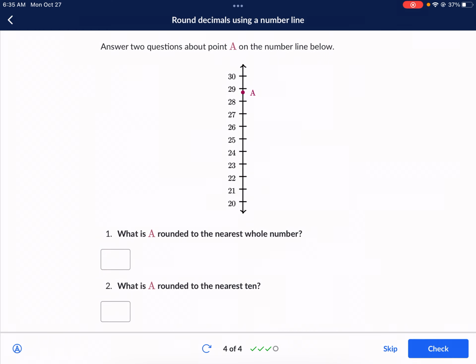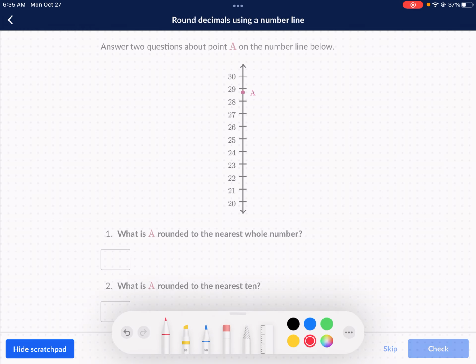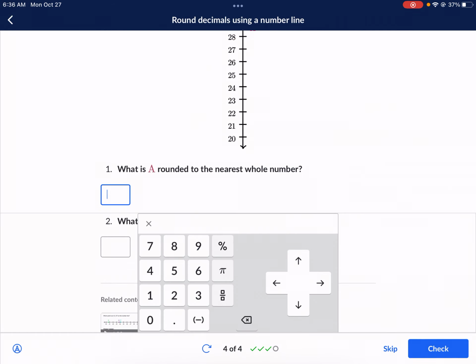Last question. Okay, so here we have it in ones. This one's actually a good one to end on. Nice and easy. We can see it's almost to 29 just by looking at it here. So maybe it's like 28.8. Okay, probably. What is A rounded to the nearest whole number? Well, it's almost to 29. It's closer to the 29, further from the 28. So 29 is our answer.